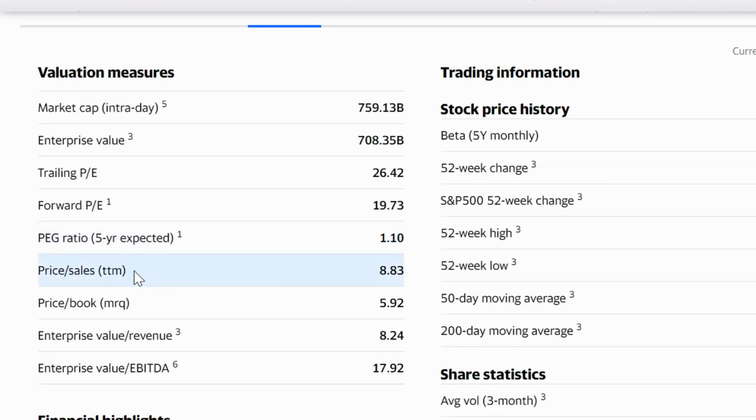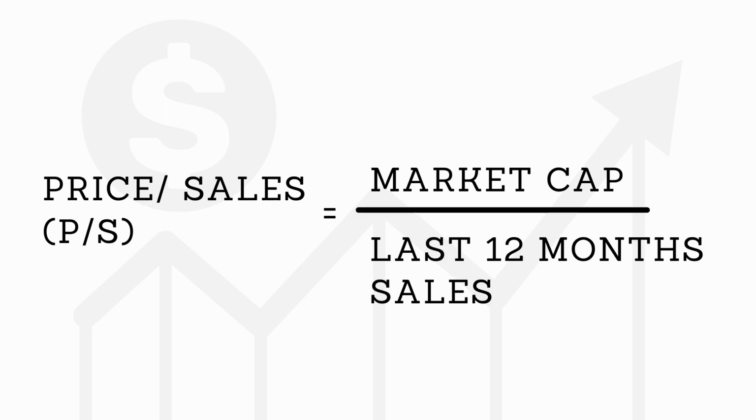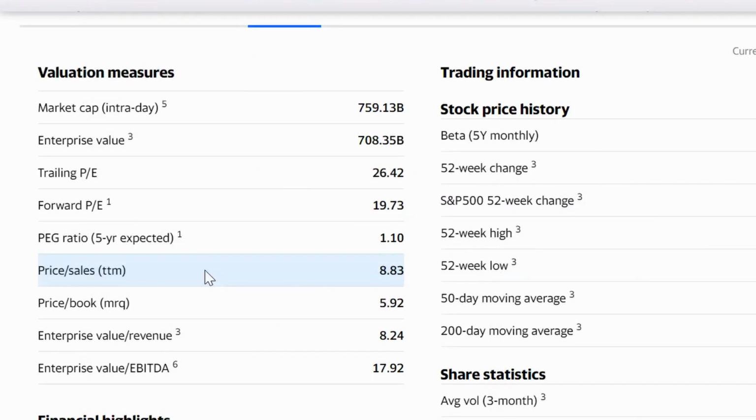Okay, so now the next one down is price to sales ratio. And what this is, is pretty much the market cap, which is the sum of all of the shares added together, divided by the last 12 months worth of sales. Generally that pretty much means the revenue, so how much money the company has taken in. And this is seen as a preferred alternative sometimes to trailing PE to some investors.